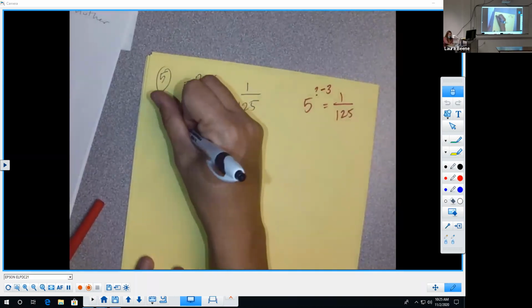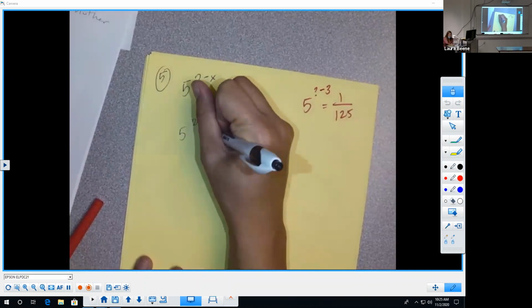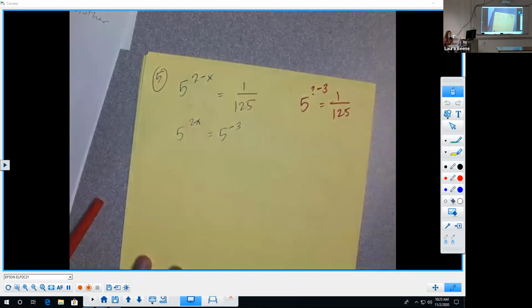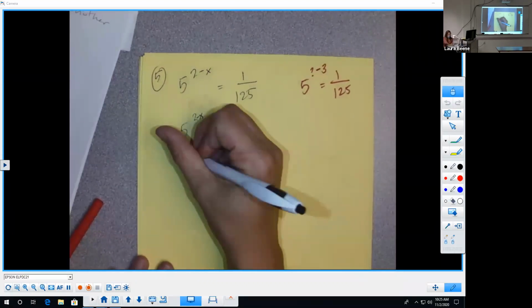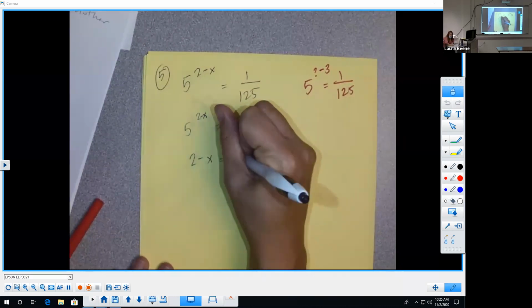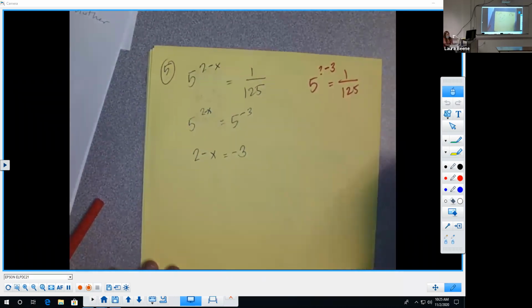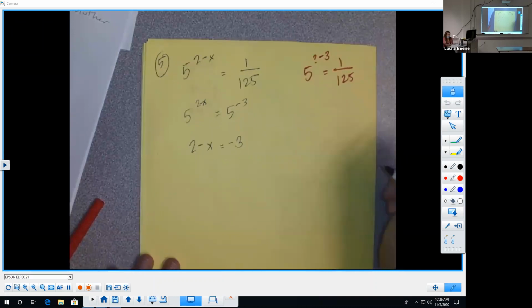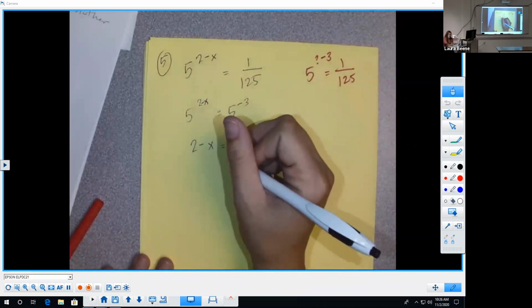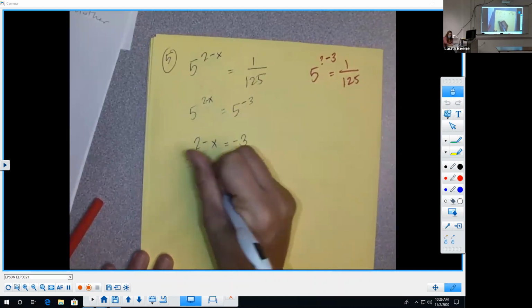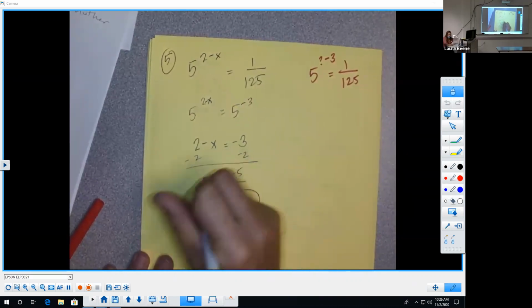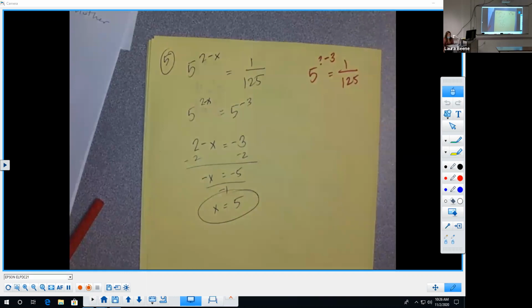So then I get 5 to the 2 minus x equals 5 to the negative third power. Your bases are the same. So I'm left with 2 minus x equals negative 3. To solve for x, I'm going to subtract 2. I get negative x equals negative 5. Then if I divide by negative 1, I get x equals positive 5. Questions about that?